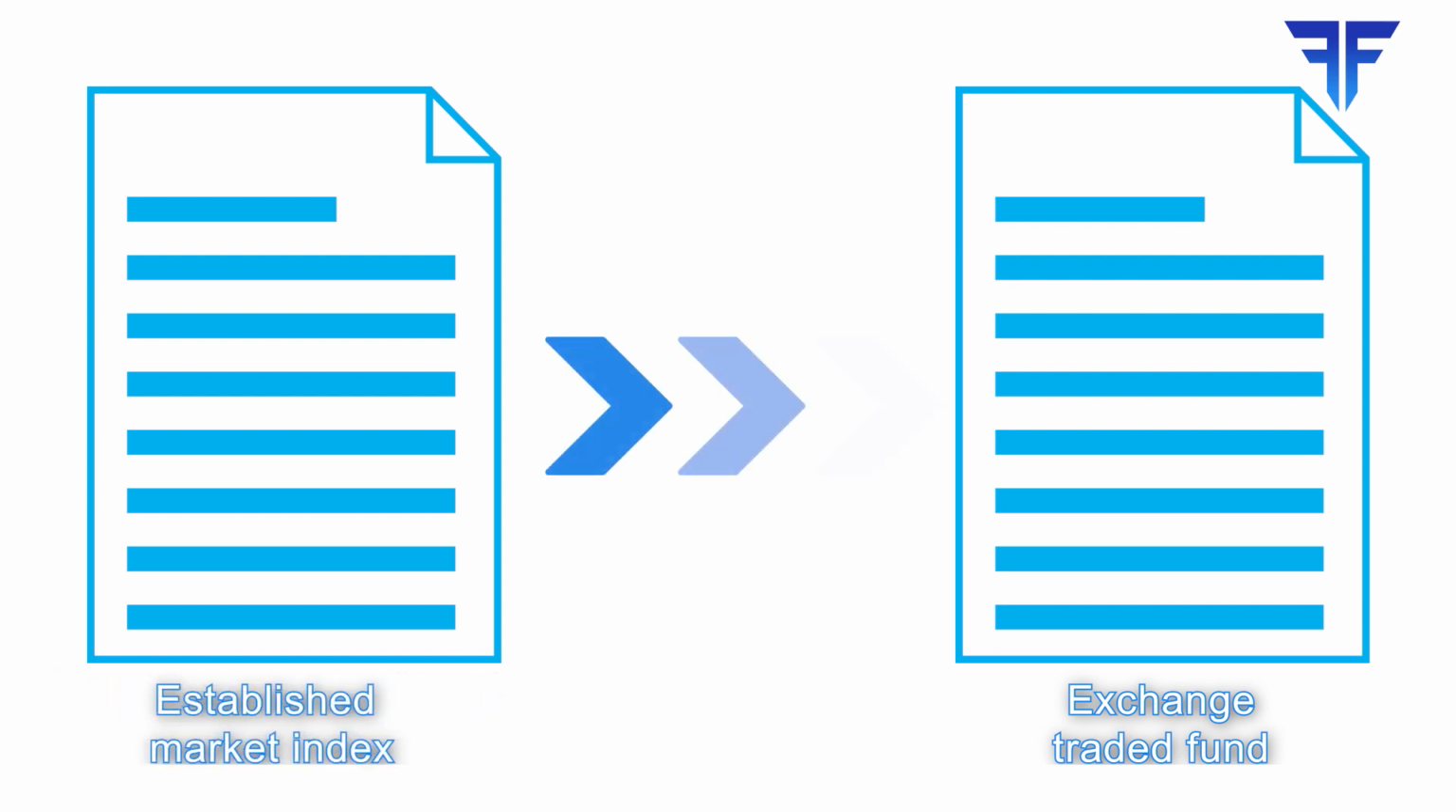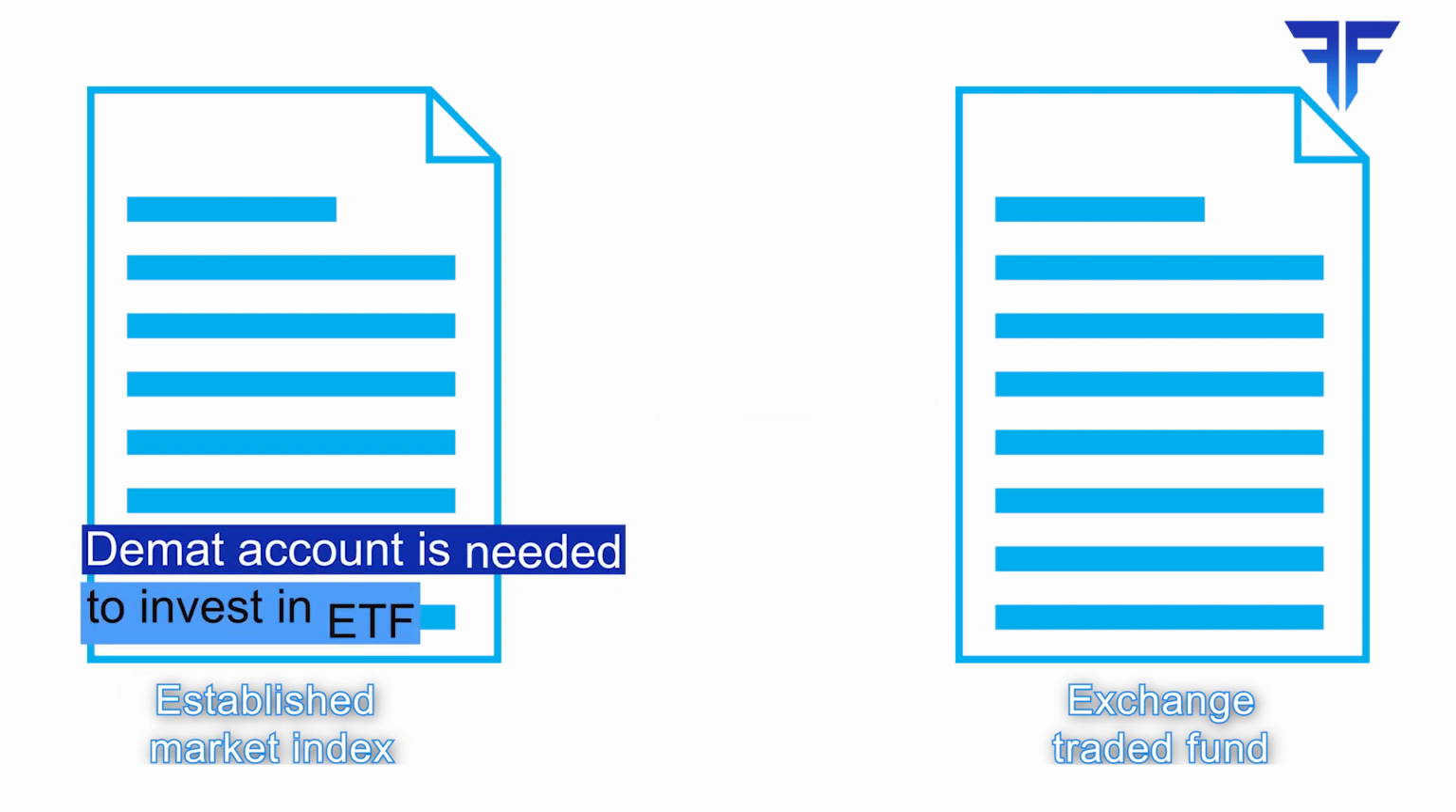Exchange traded funds, or ETFs, are basically mirror portfolios. They mirror a chosen index. Whatever is there in that established market index goes into the ETF. ETFs are listed on stock exchanges, so you can buy them like stocks. You need a Demat account as well.